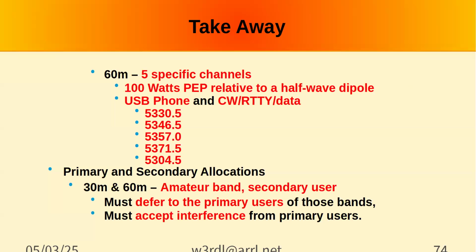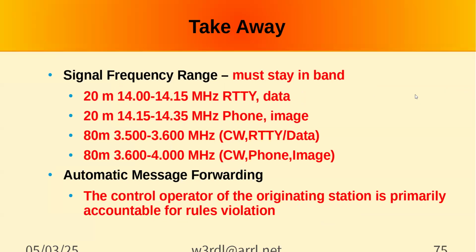And I guess part of the response back was they need to use it in order to keep the frequency, but basically nobody uses it because of the conditions. And you can't use it to apply for awards or for contests. And on 30 and 60, we're secondary users, so we have to defer to the primary. Big thing is staying in band, regardless of which band it is. So you have to look at your upper, lower sideband and read the question.